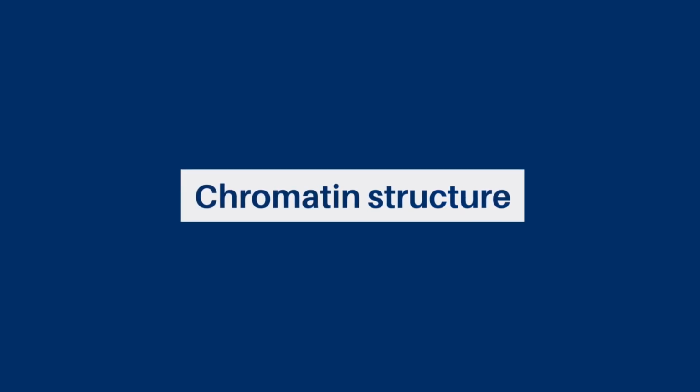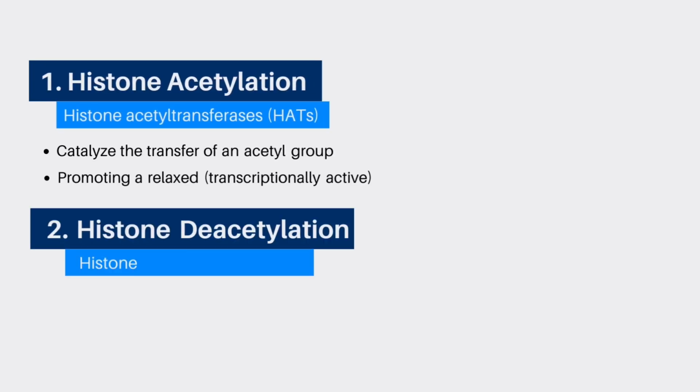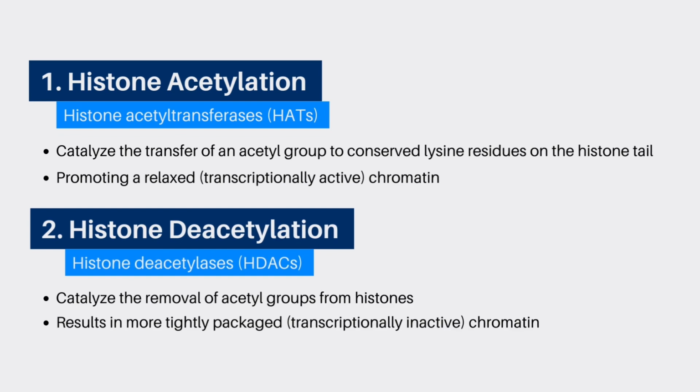Chromatin structure is tightly coiled, so we must open it first. There are many methods to open it. One of those is histone acetylation by the enzyme acetyltransferase, which can catalyze the transfer of the acetyl group to lysine residues on the histone tail, thus promoting the chromatin to become transcriptionally active.